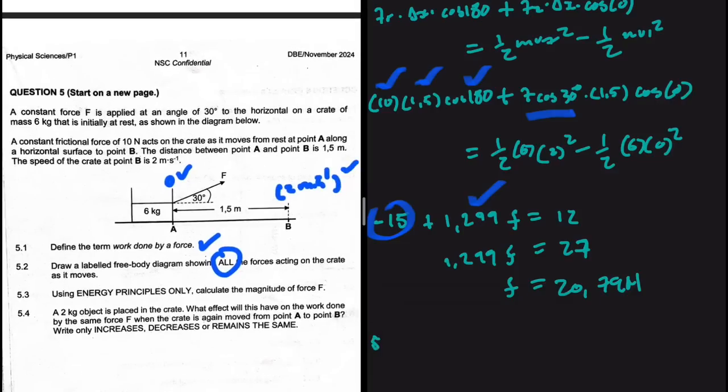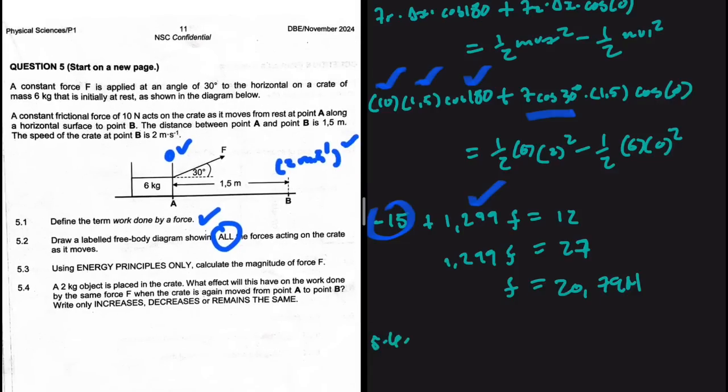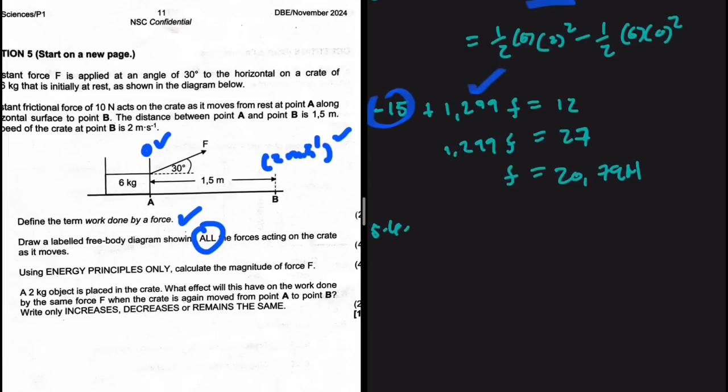Okay, and then 5.4, I want you to tell me the answer to this question. A 2 kg block is placed in the crate. What effect will this have on the work done by the same force when the crate is again moved from point A to point B? Right, only increases, decreases, or remains the same. So is the work done by the applied force going to increase or decrease when we add the 2 kg block on the crate, or is it going to remain the same? Let me know in the comments.